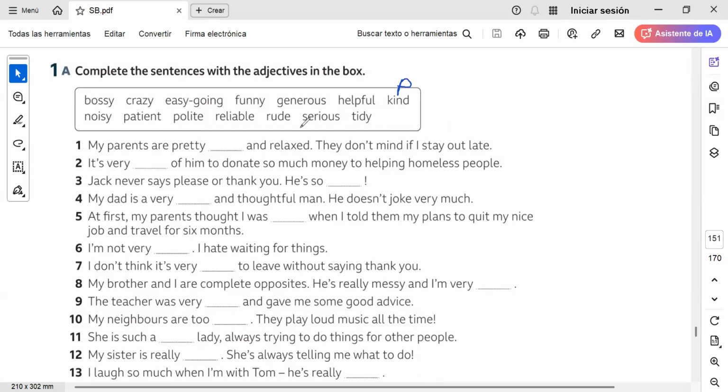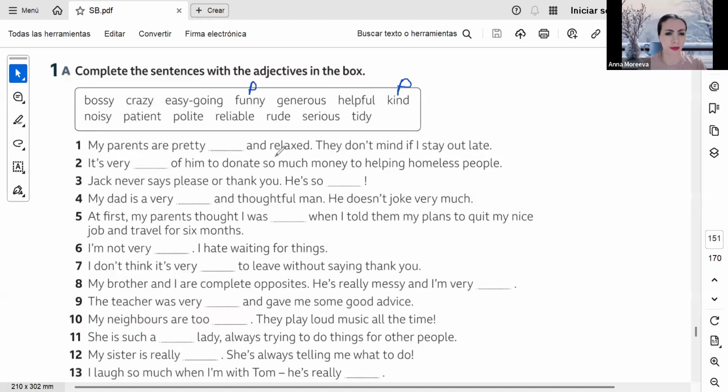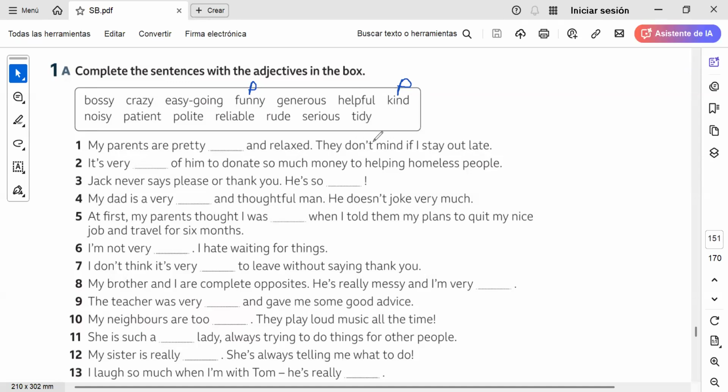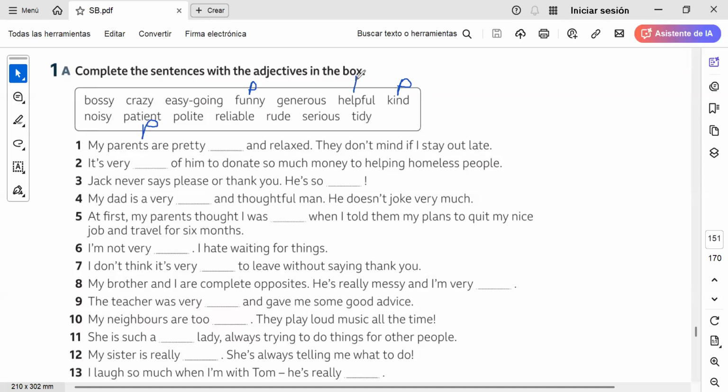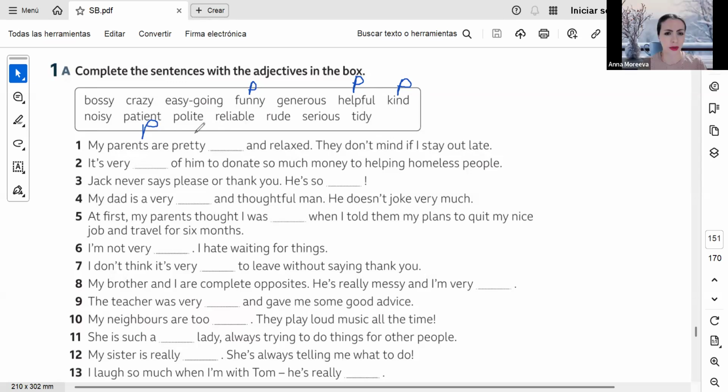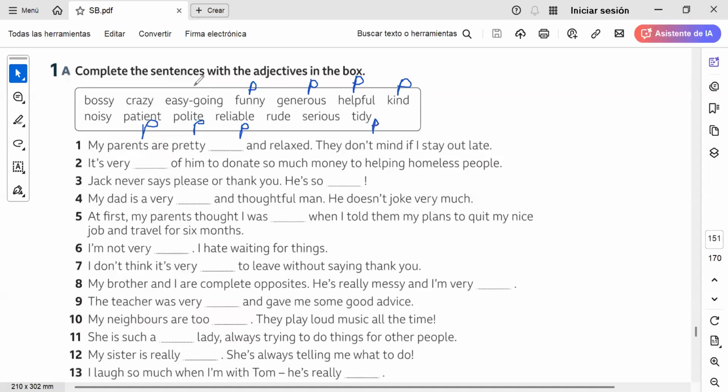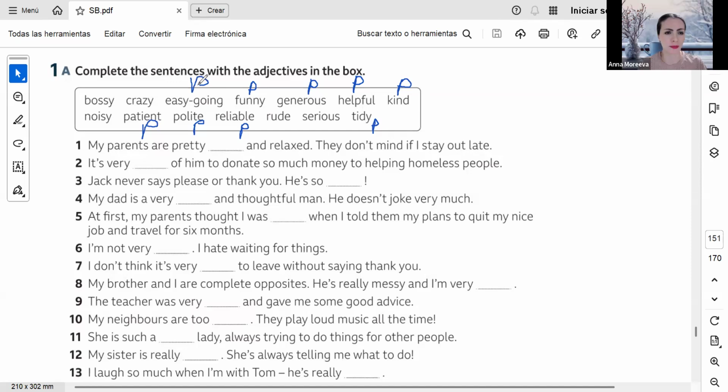Kind. Funny. Polite, helpful. Patient. Okay. Helpful. Polite, reliable, generous, maybe tidy, easygoing. Which are negative?